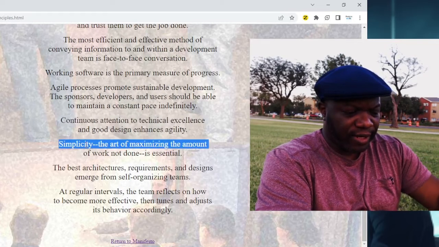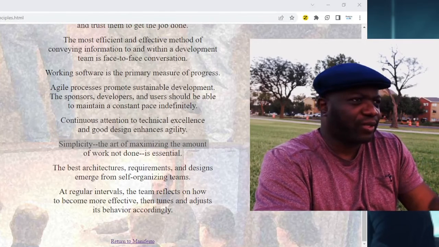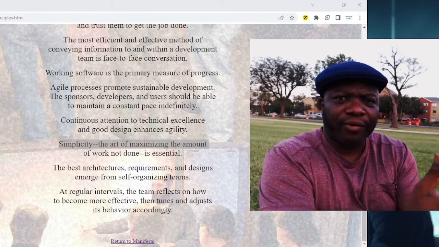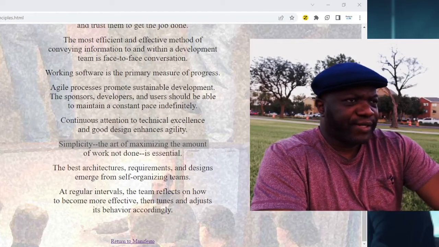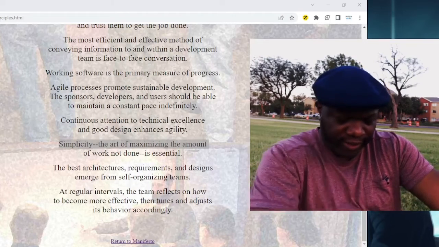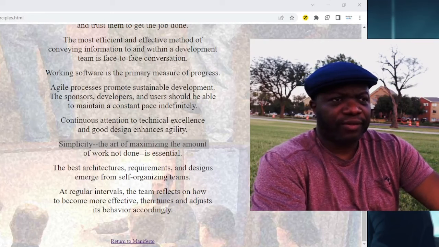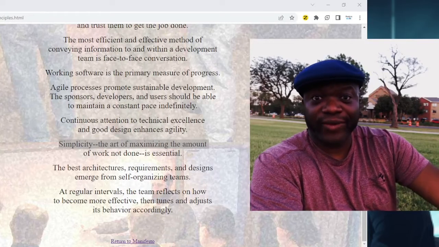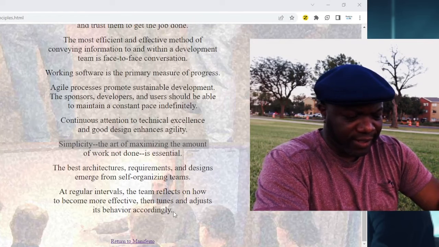All right, the next one says simplicity, the art of maximizing the amount of work not done, is essential. What is it saying? It is saying maximize the amount of fat you cut out. In a lot of processes today, if we look under the hood, we find things that are not even worth doing, things that we shouldn't even be really focusing on. And those things that we see that are fat, we need to cut out and we need to maximize the amount of fat that we cut out. So maximizing the amount of work not done is essential.